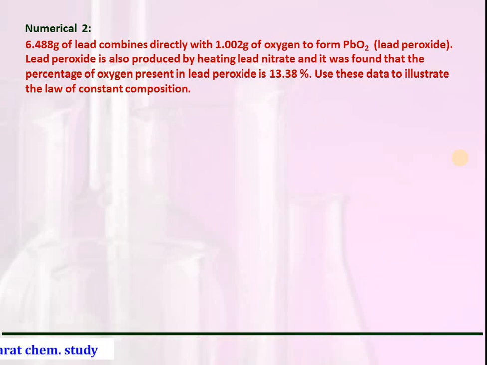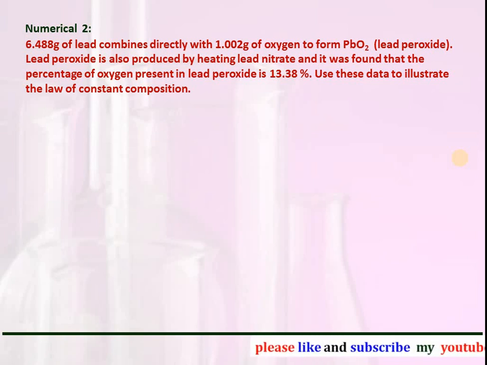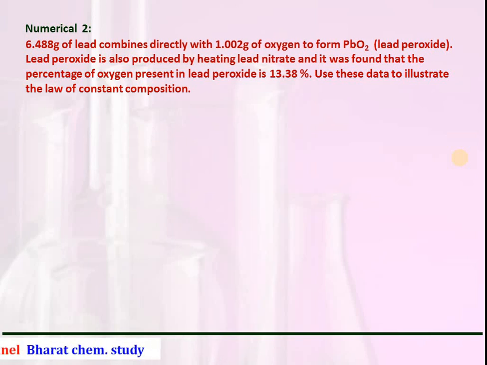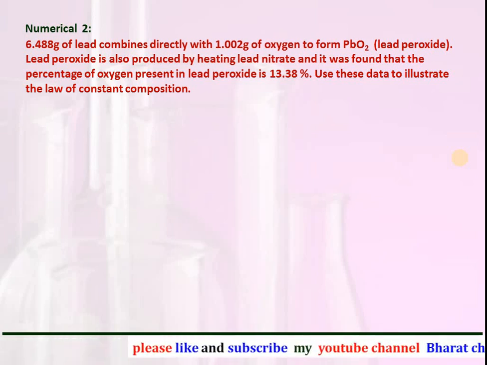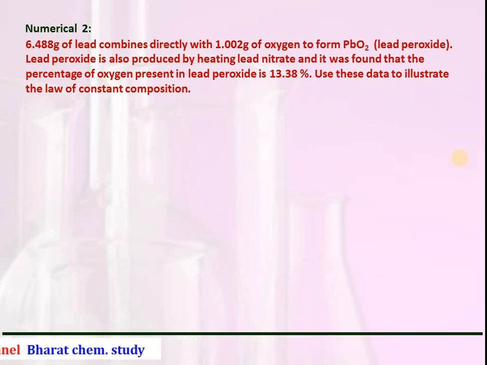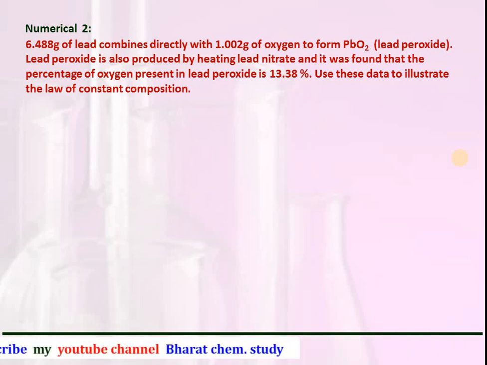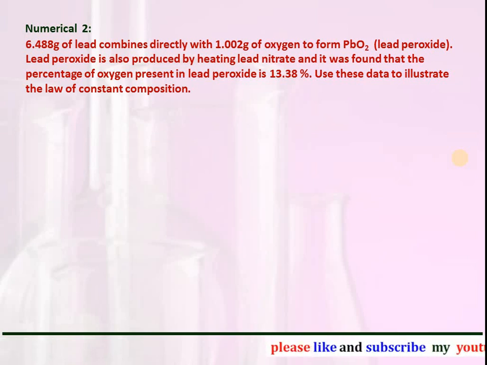Again, here two experiments are carried out to prepare lead oxide. So again, if we are able to find out the percentage of either lead or oxygen in both the experiments, and if the percentage comes to the same, then the given data illustrate the law of constant composition. It can be done in two ways. Either we can calculate the percentage of oxygen in both the peroxides, or we can calculate the percentage of lead in both the peroxides. So here in the second experiment, the percentage of oxygen is given. Therefore, in the first experiment also we have to calculate the percentage of oxygen.